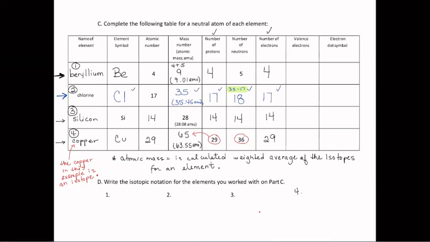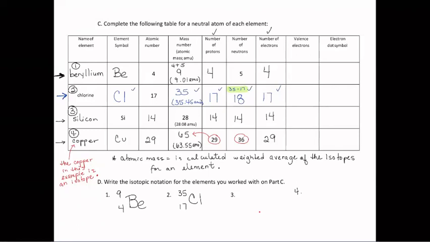So for beryllium, when we're trying to write its isotopic notation, we're going to write the symbol. And on the upper left corner, we're going to put the mass number, which is a value of 9. Then in the bottom of that, we are going to put the atomic number, which is a value of 4. Next one, chlorine. We're going to have its symbol, which is Cl. In the upper left corner, we're going to put 35. In the bottom left corner, we're going to put the value of 17.